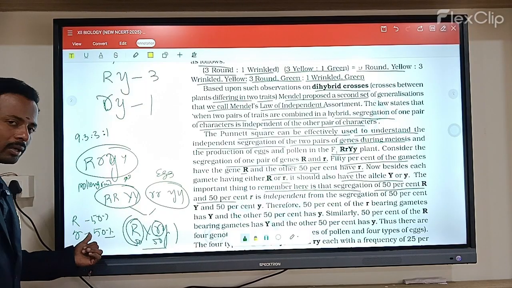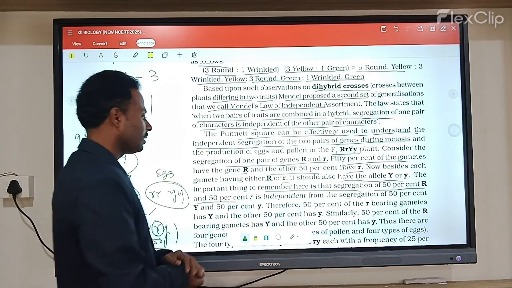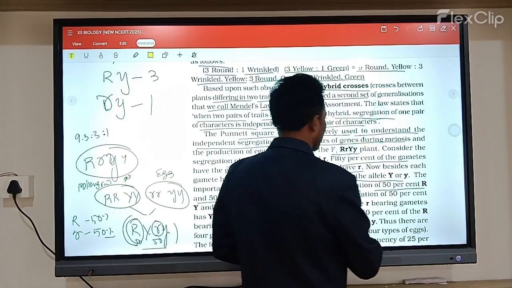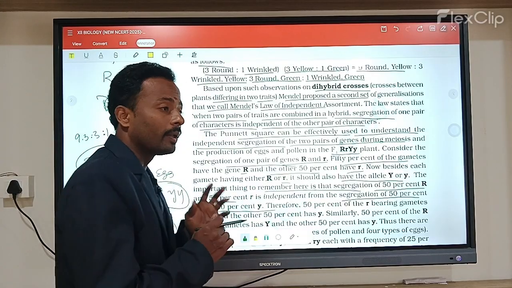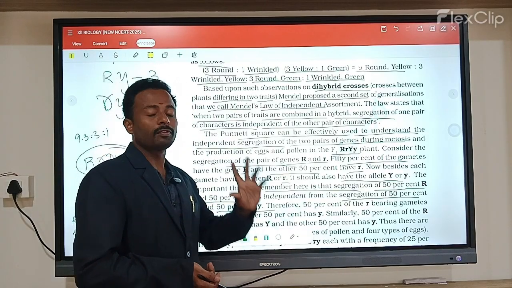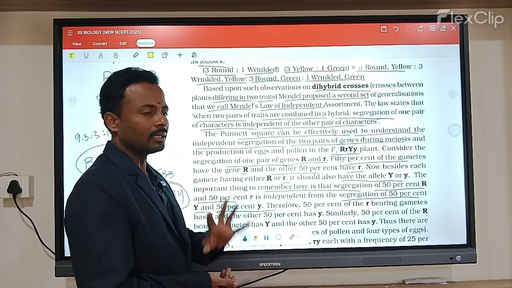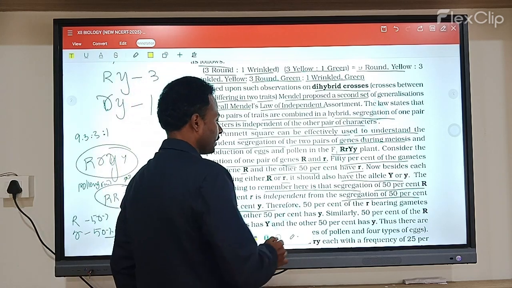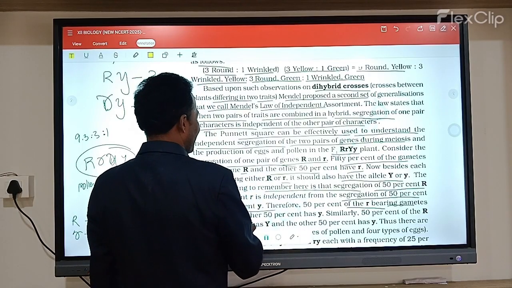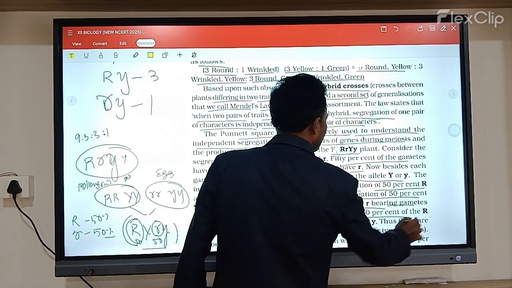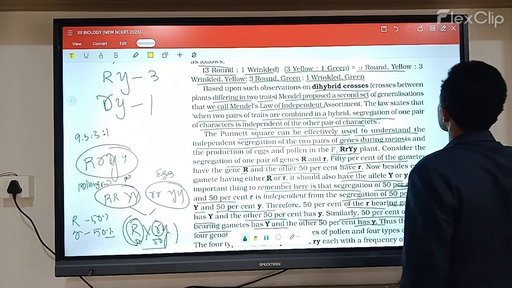50% of the capital R means the round character, and 50% is the recessive parent we are seeing. And in this independent segregation, 50% is capital Y and 50% is small y. So in that process, you get 50% yellow and 50% green plants, where the green color will be noticed. And therefore the 50% capital R gametes have Y in 50% and small y in 50%. Similarly the 50% small r bearing gametes have 50% Y and 50% small y. So that is what we are discussing.